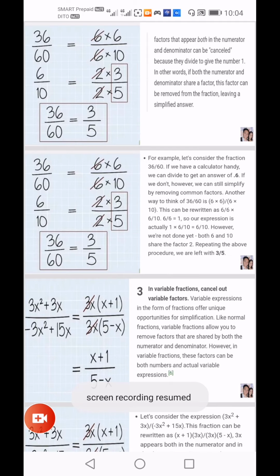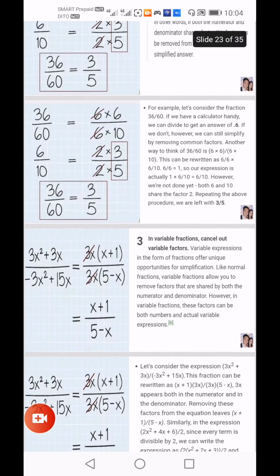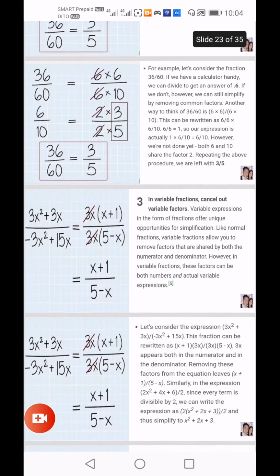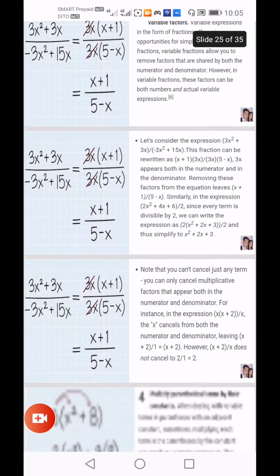Number 3, in variable fractions, cancel out variable factors. Variable expressions in the form of fractions offer unique opportunities for simplification. Like normal fractions, variable fractions allow you to remove factors that are shared by both the numerator and denominator. However, in variable fractions, these factors can be both numbers and actual variable expressions.